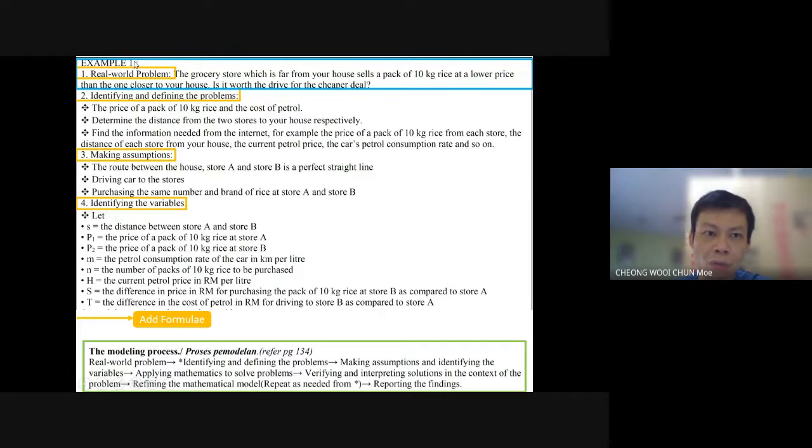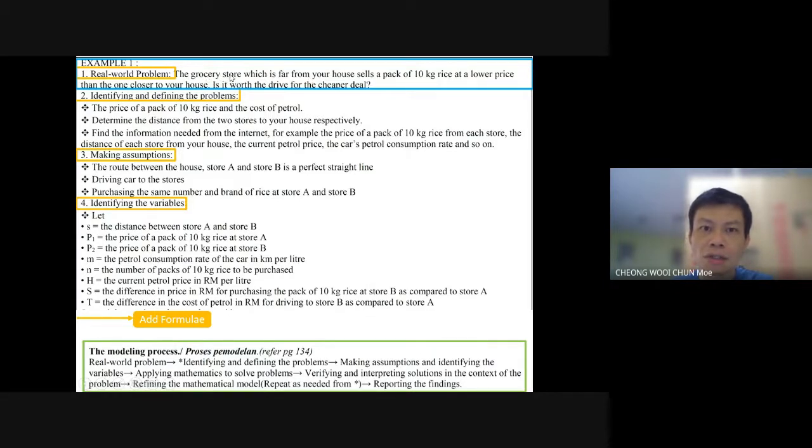Okay, so we look at example one, based on the modeling process. Usually we don't start with a real world problem. This real world problem usually will be the question. Then we start with identifying and defining the problems first. Then only making assumptions, then identifying variables. So this is a question from the textbook, just a raw idea on how to use the modeling process.